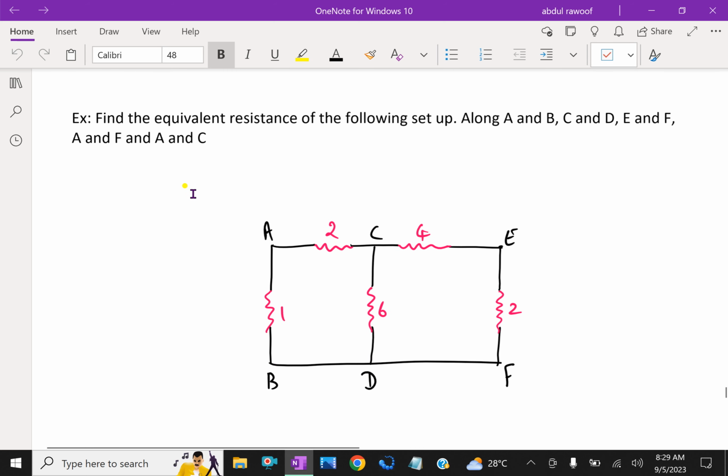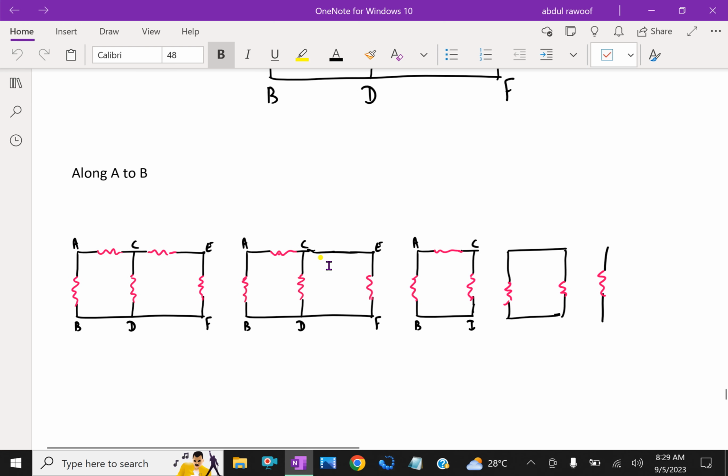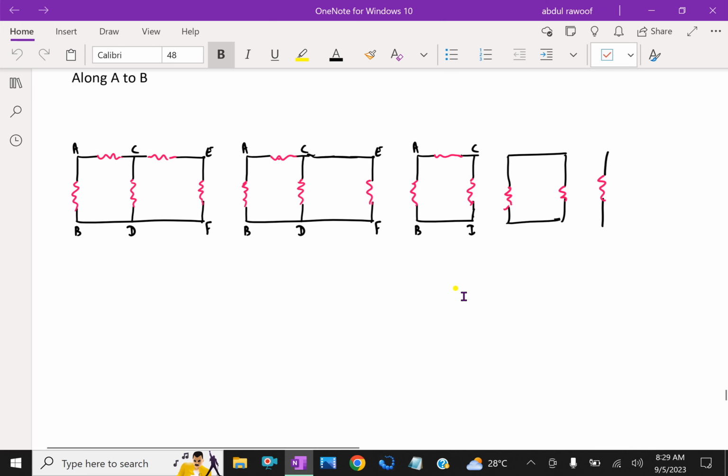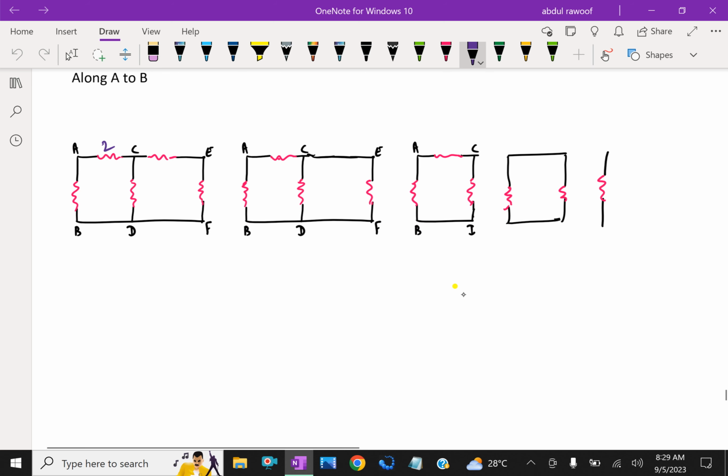Look at this network. Find the equivalent resistance of the following setup along AB, along CD, along EF, along AF, along AC. That means in different positions, we have to find the equivalent resistance. First, along A to B. Here, the resistances given are all in ohms: 2, 4, 1, 6, and 2. Here you have to find along A to B.